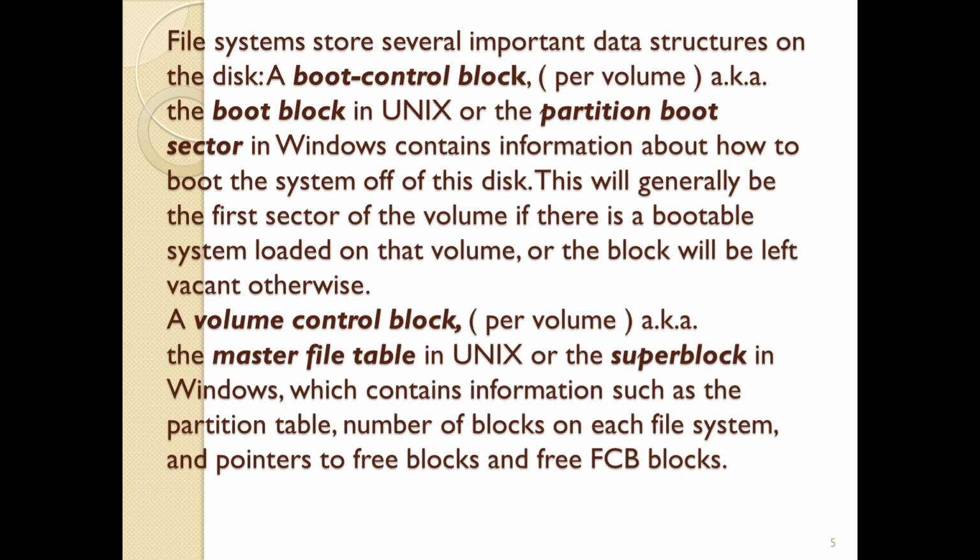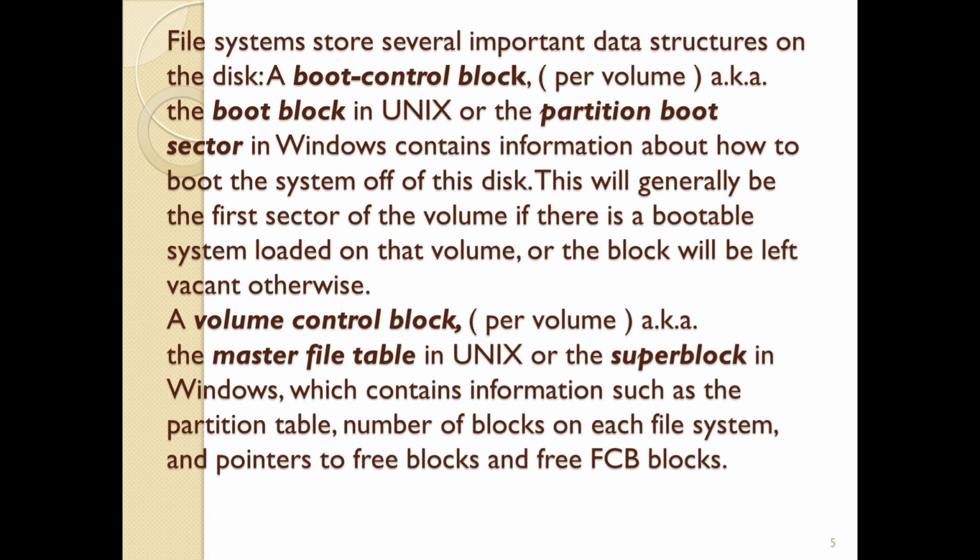So a file system stores several important data structures on the disk. A boot control block per volume, also known as the boot blocks in Unix or the partition boot sector in Windows, contains information about how to boot the system off of the disk. This will generally be the first sector of the volume if there is a bootable system loaded on that volume, or the block will be left vacant otherwise.